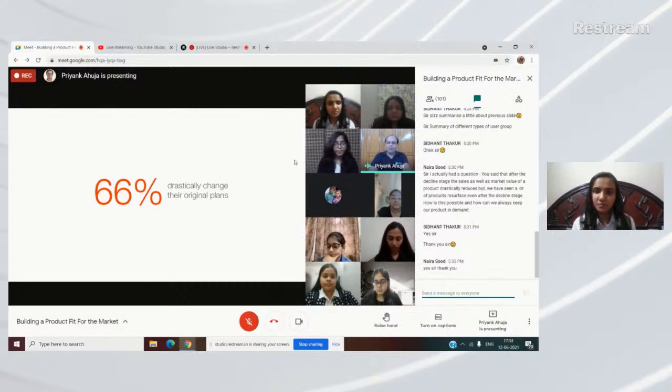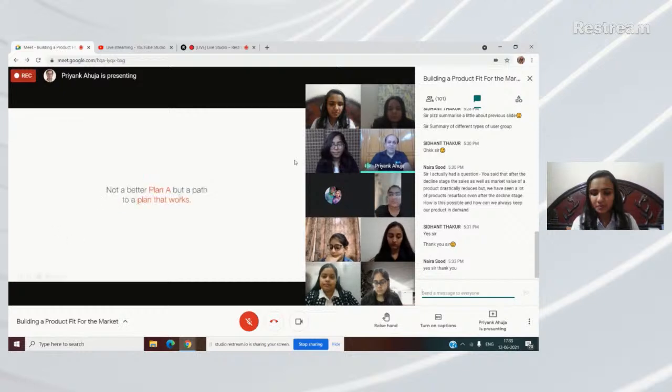Suppose you are building a product before March 2020, last year, and after COVID, how can you sell the product? Immediately you have to change your plan. So 66% of the companies drastically changed their original plan. And nowadays, post-COVID, this percentage has increased to 78% because of the high level of market uncertainty.